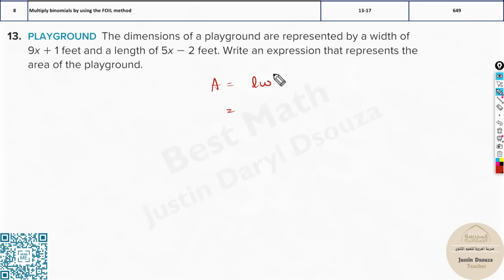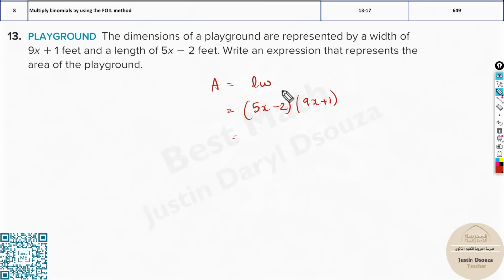You can write it as width first, length second, it's up to you. Now here I'll just write length first itself. It's 5x minus 2 multiplied by 9x plus 1. All you need to do is just multiply them.